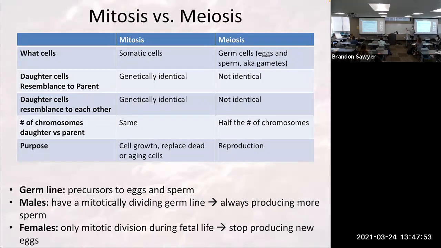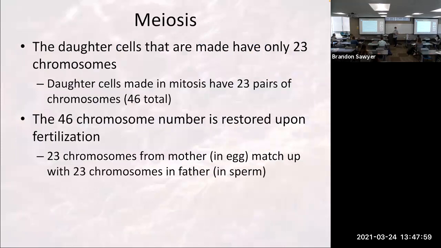Okay, any questions about this so far? Okay. All right, so this just kind of recaps some of those things that we just talked about. So the daughter cells that are made in meiosis have only 23 chromosomes. Okay, daughter cells made in mitosis have 23 pairs, but 46 total. But that 46 chromosome number is restored after fertilization because 23 come from mom, 23 come from dad, and we're back up to 46 or 23 pairs.